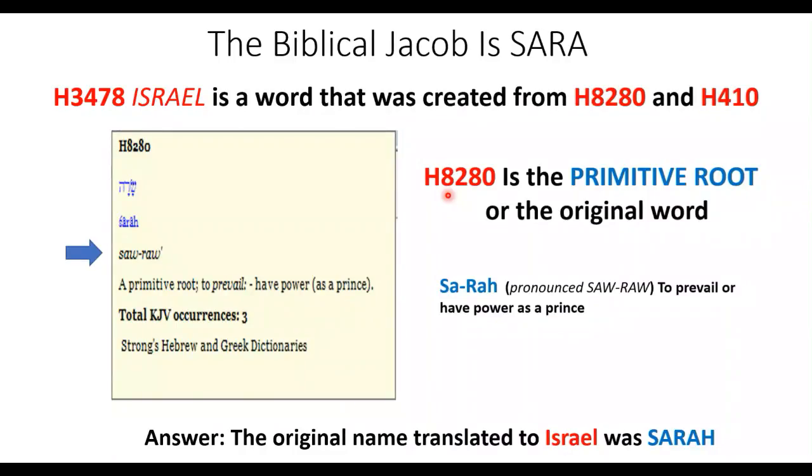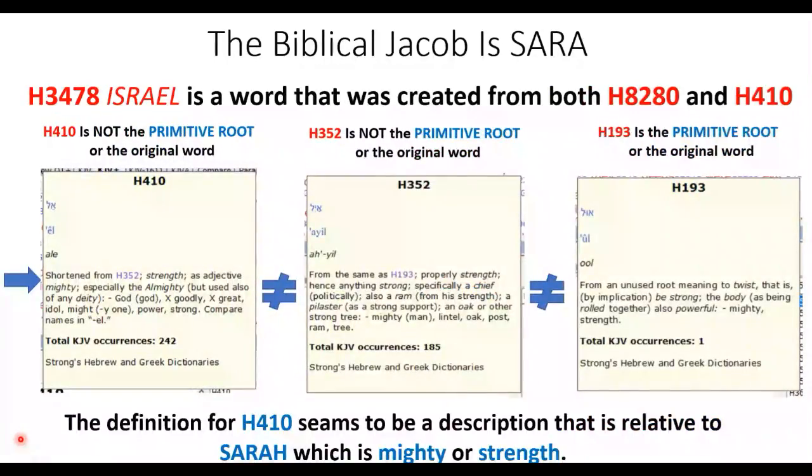SARA is a primitive root word. It's made first. Then Israel is created. So we want to understand, what is SARA. So we'll look at the next page to get a further understanding. As you see, Israel is from H3478, and it's created from H8280 and H410.